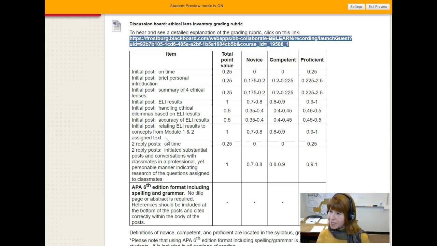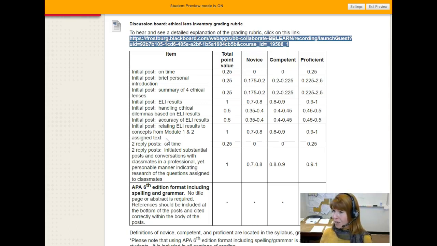And if you run into some problems or you have some additional confusion about that, or you're unclear what that may look like, please let me know and I'll be happy to walk you through that step by step. But again, you're just looking to make correlations. You're wanting to show that you understand key concepts from the textbook and how it relates to the results in your ethical lens inventory.